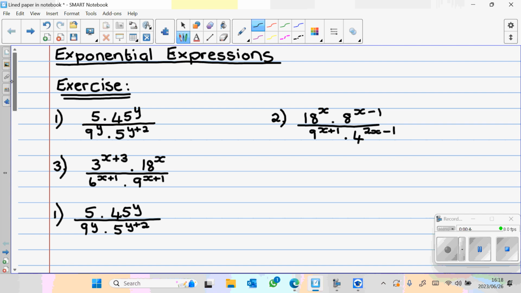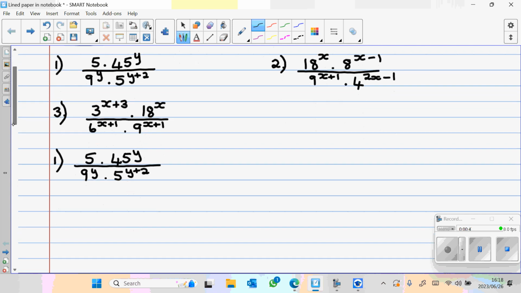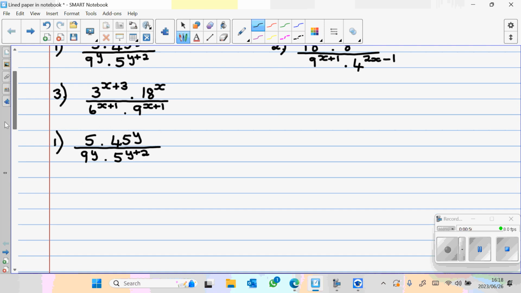Welcome back. I hope you had success in doing these ones correctly. So if I start off with this, I'm going to say 5 remains as it is. I'm just going to indicate the 1 there so that I do not forget the 1. And then I'm going to change 45, and 45 equals, if I'm correct, 5 to the power of 1 times 3 squared.